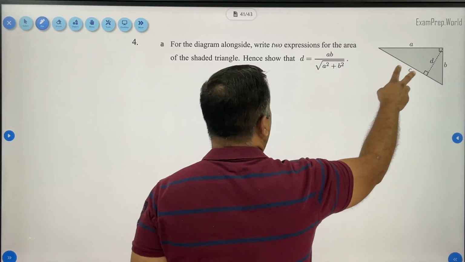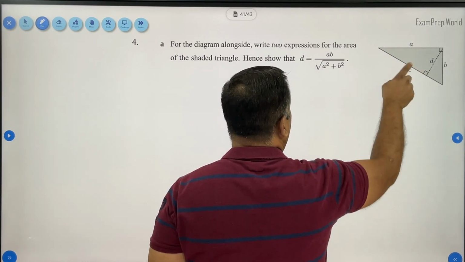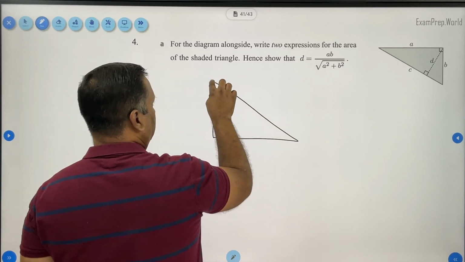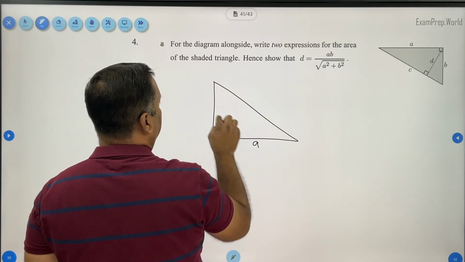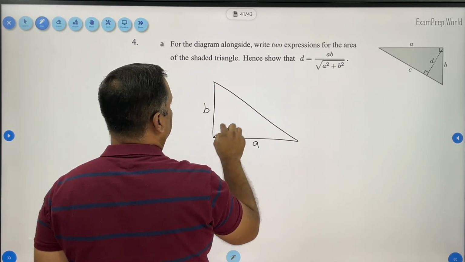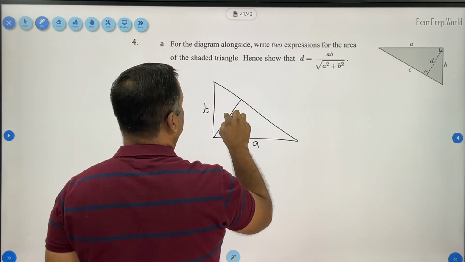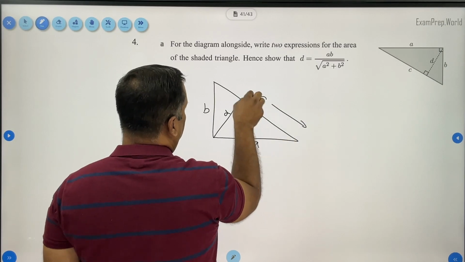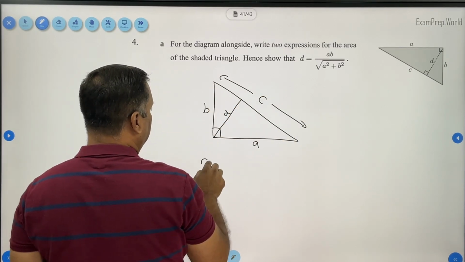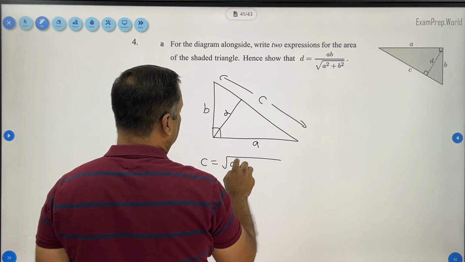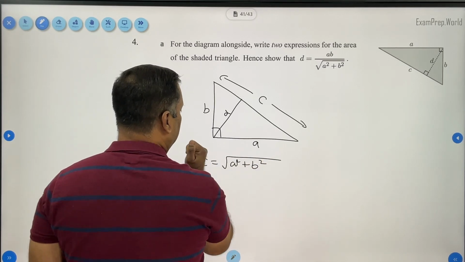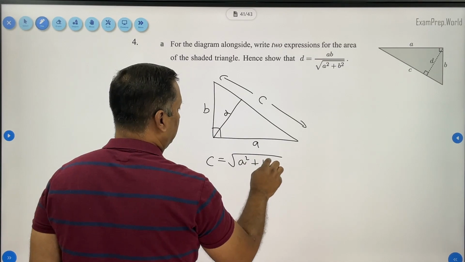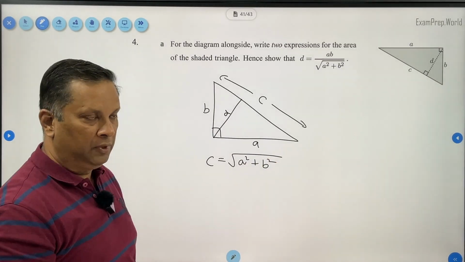See this triangle, it's a right angle triangle. I can draw it like this also. This is A, this is B, and this is D. And this whole thing is C. Since it's a right angle triangle, we know that C equals root of A squared plus B squared. It's the Pythagoras theorem, right?